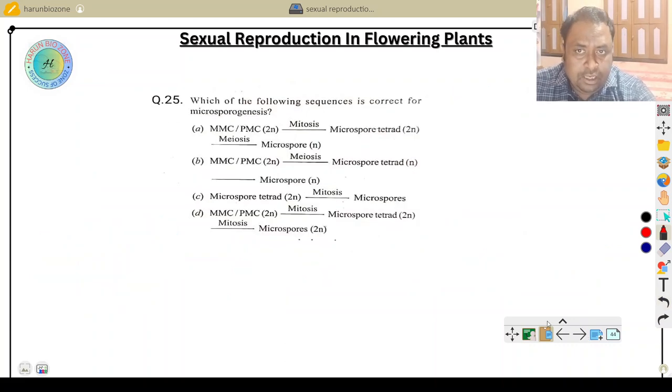Next question. Which of the following sequence is correct for microsporogenesis? So, what is the microsporogenesis process? MMC means microspore mother cell. PMC means pollen mother cell. Same, no problem, same term. This is a 2n cell. Here meiosis occurs, meaning the microspore mother cell or pollen mother cell first divides meiotically to produce a microspore tetrad.